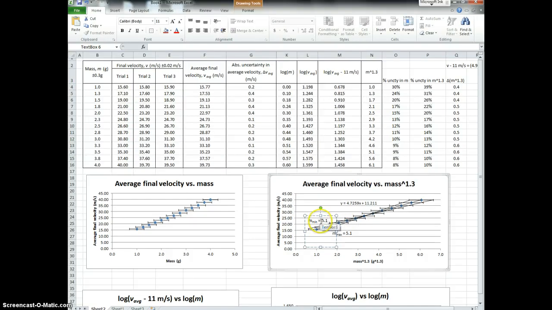And then I do the same thing. I show my min slope. Maybe it's 4.7. Right? And that's it. I'm done. That's my final graph.